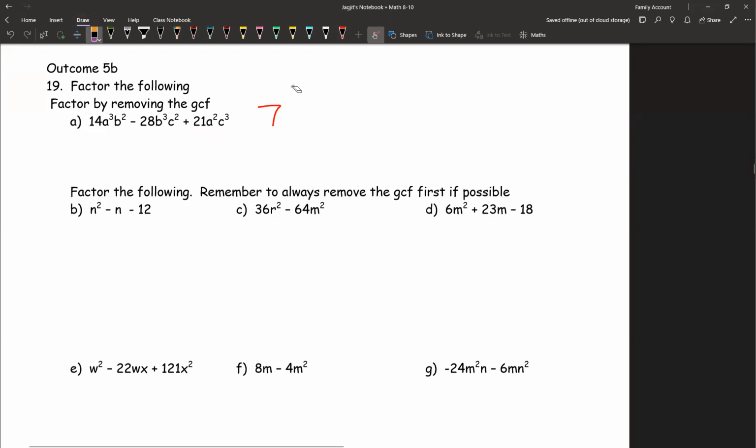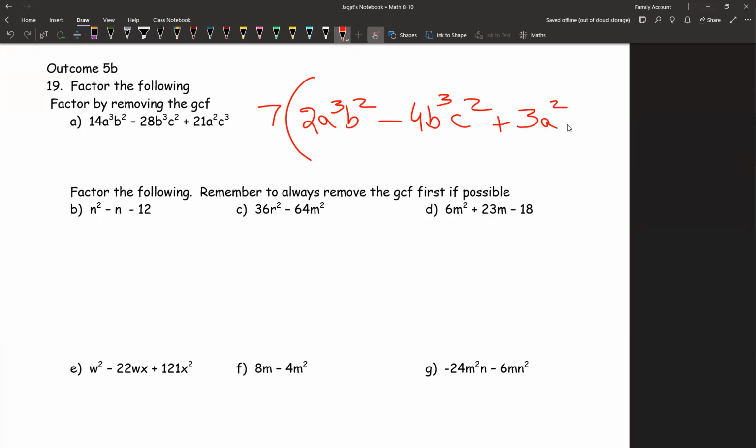Then look at the a's, the power of a's, a cubed. And there is no a in the middle term, so we cannot factor out a. Let's look at b. We have b squared, b cubed, but there's no b on the third one. And c, there's no c on the first one. So the only thing that I can factor is 7 here. That's my greatest common factor. What's left on the inside? 2a cubed b squared minus 4 b cubed c squared plus 3 a squared c cubed. And the greatest common factor is 7 because that's the maximum that we can factor.